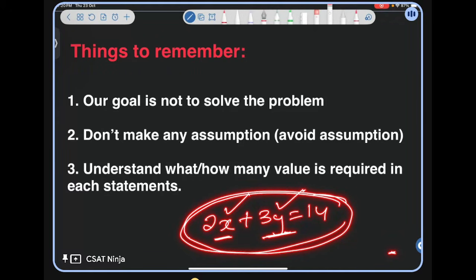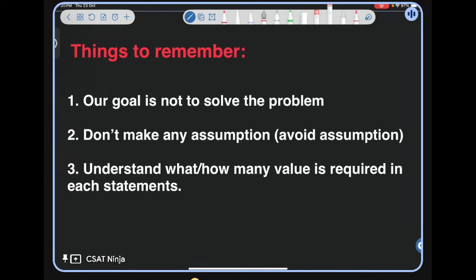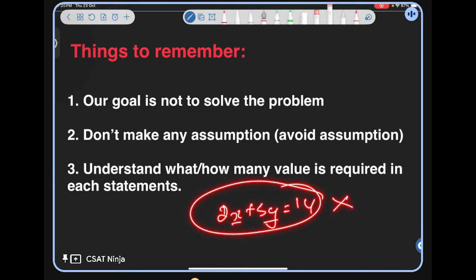That means I won't be able to find the value of x as well as I won't be able to find the value of y, because we have only one equation and we have two unknowns. So if you have one equation, that means 2x plus 3y, and you have two unknowns, then in that case, this data is not sufficient to answer.